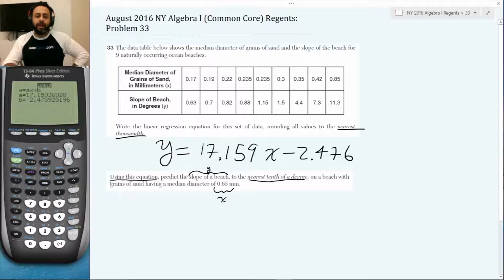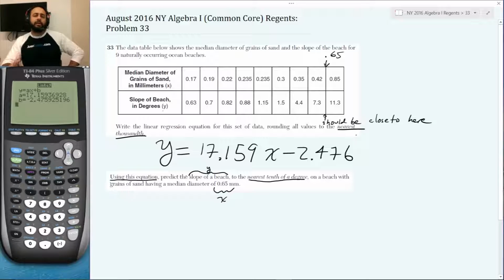So now, just as a check, x is 0.65, which falls between 0.42 and 0.85. So we should expect the linear regression estimate to be between these numbers. So it should be close to here. It should be close to there. Remember that a linear regression equation doesn't have to be exact.